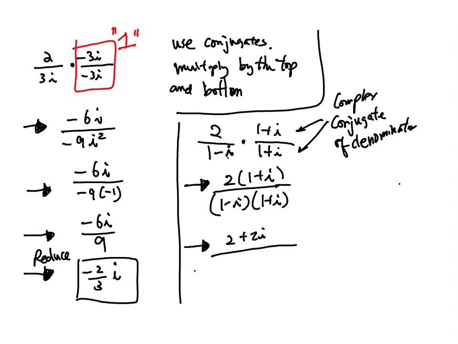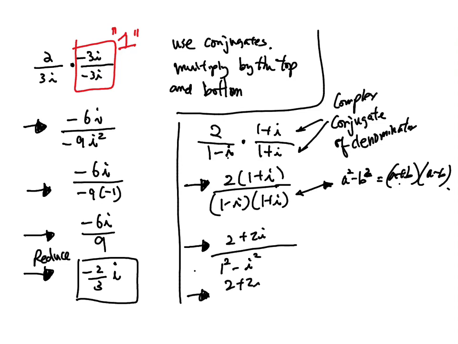Denominator. Okay, if you think about a squared minus b squared being a plus b times a minus b, in this case we can use this idea and just multiply it out really quick. So 1 minus i times 1 plus i is the same as 1 squared minus i squared, which is 2 plus 2i over 1 minus a negative 1. So 2 plus 2i over 2, which means this becomes 1 plus i. Okay, it becomes 1 plus i.